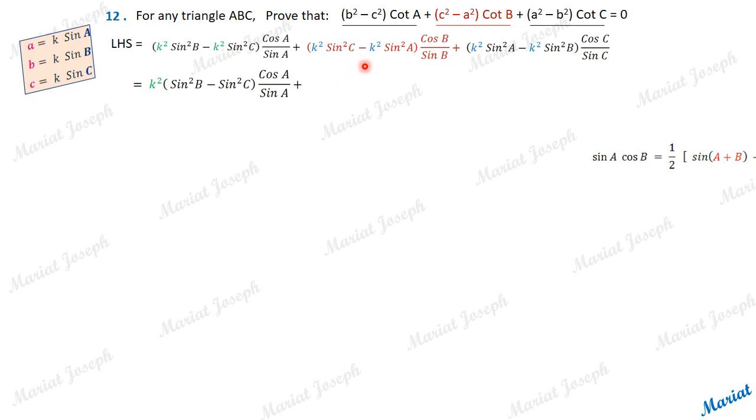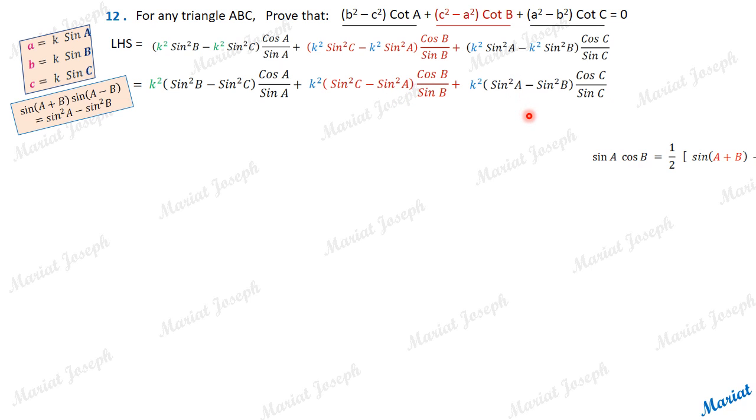Similar thing will be done here also, K² taken common: sin²C − sin²A. Same thing here, taking K² common. Now, sin²B − sin²C, we have a formula: sin²A − sin²B equals sin(A+B) sin(A−B). Using that formula, we can say it is K² sin(B+C) sin(B−C), and this cos A by sin A is continuing.